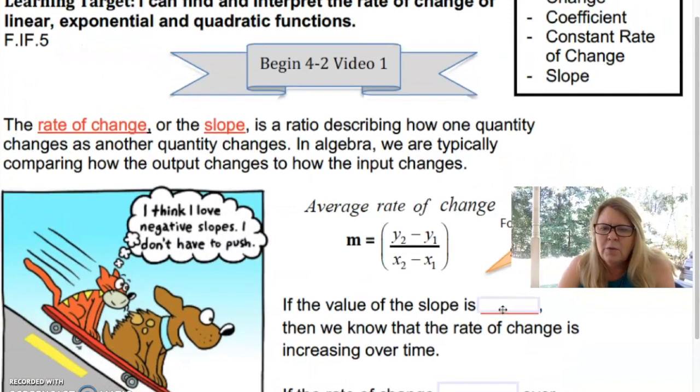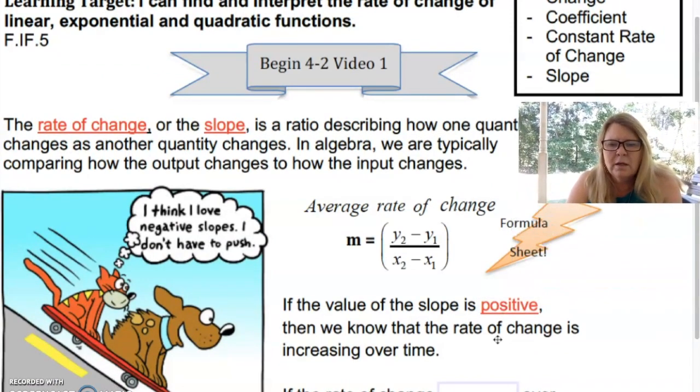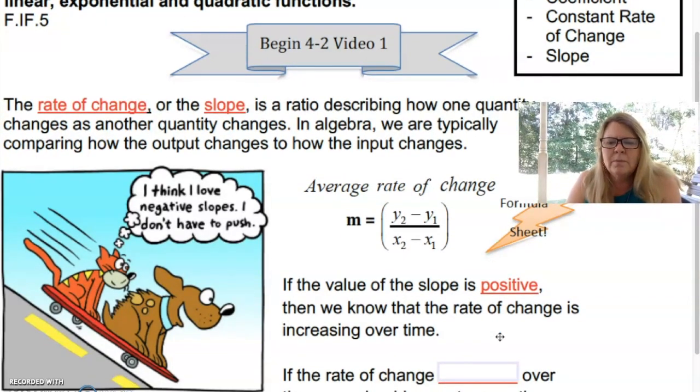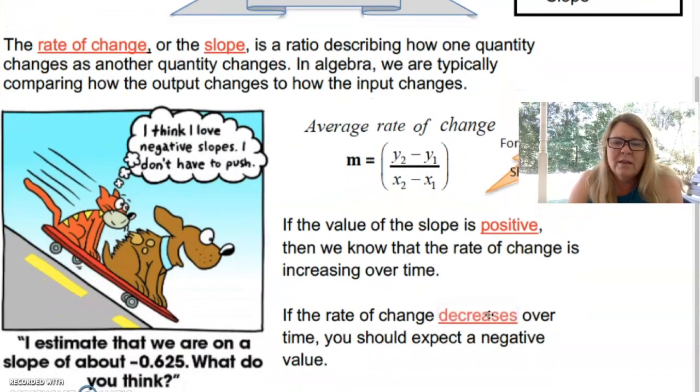If slope is positive, then we know that the rate of change is increasing over time. If the rate of change is negative, then it decreases over time. So a positive rate of change means the rate of change is going up, it's increasing, the graph is increasing. If it's a negative rate of change, that means the graph is decreasing or the change is going down.